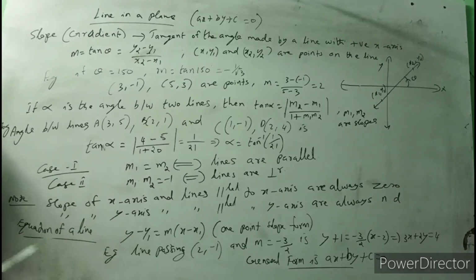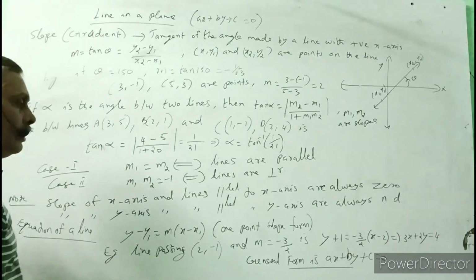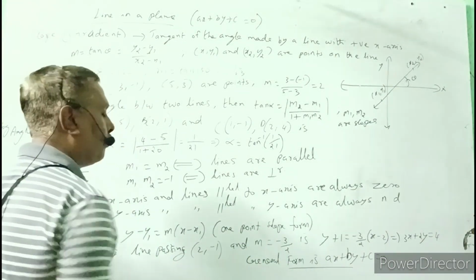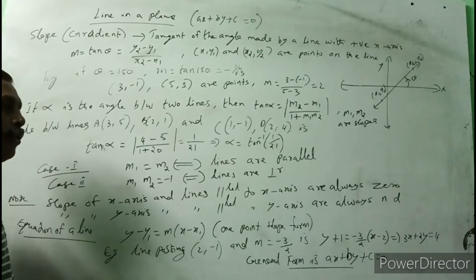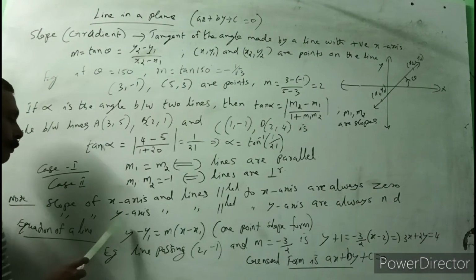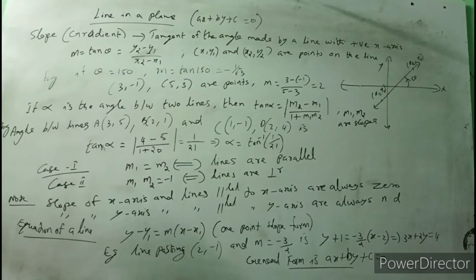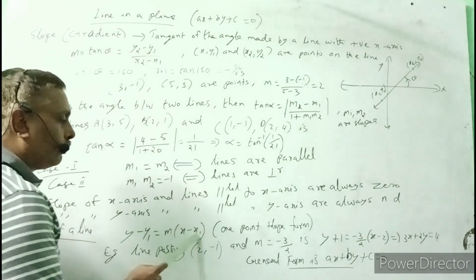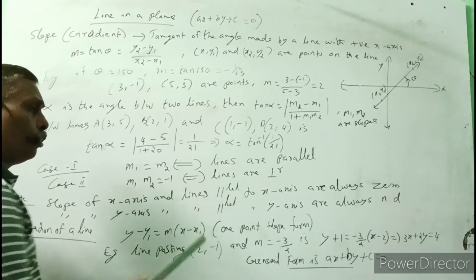Then how do we find the equation of a line? This is the format: y minus y1 equal to m into x minus x1. This form is called the one point slope form. It means that if one point and the slope are given, we can always find the equation by using the form y minus y1 equal to m into x minus x1, where m is the slope and x1, y1 is the given point.